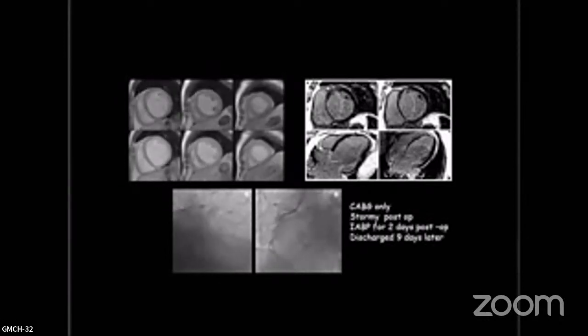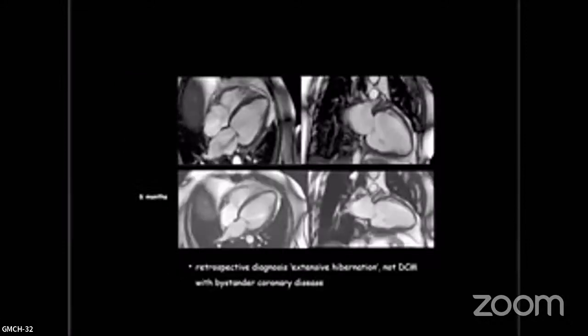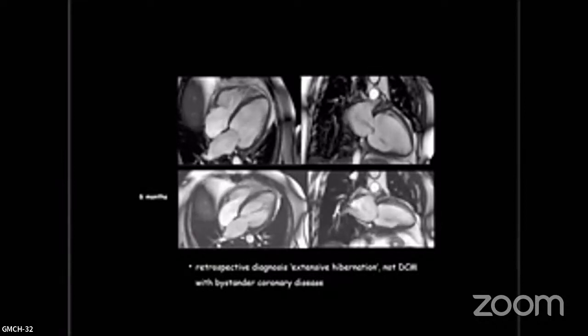He underwent coronary artery bypass graft, and a follow-up CMR scan 6 months later shows a significant improvement in his ventricular function compared to presentation. So this was a retrospective diagnosis of extensively hibernating myocardium and not dilated cardiomyopathy, and CMR helped change his management and his prognosis.